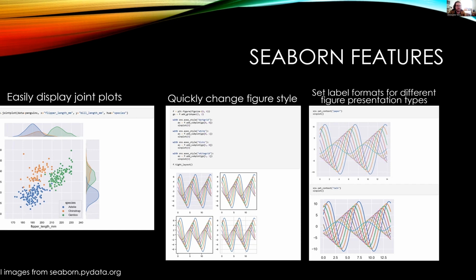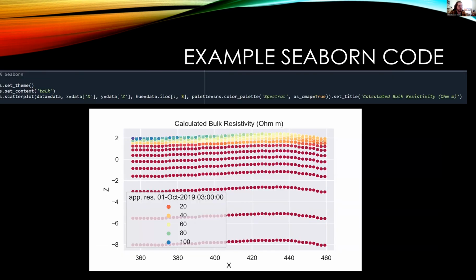Change it up. And then you can see on the right here, you can set the label formats for different figure presentations. So if you're using it for a paper, they try to really highlight the data and make the label text a little bit smaller. If you're going for more of a talk, they'll really blow up those label font sizes just so it can be visible from 50 feet away, however big a room you're giving a talk for.